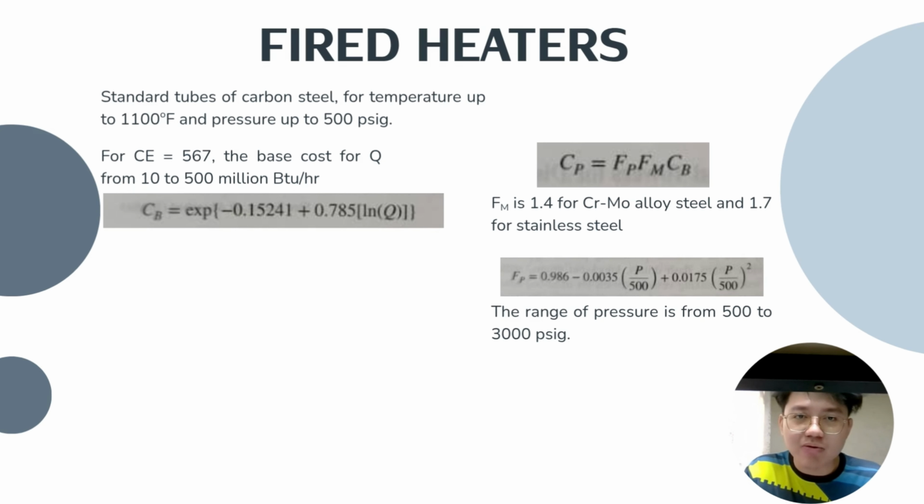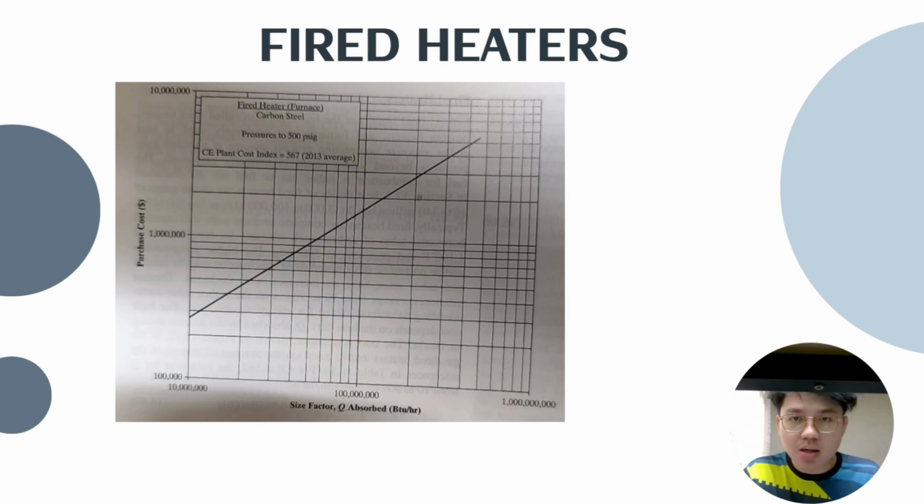FM is 1.4 for Cr-Mo alloy steel, and 1.7 for stainless steel. For the FP value, the range given for the pressure is from 500 to 3000 psig. These are the graphs that we can refer to in the case of CE equals 567 and pressure up to 500 psig.